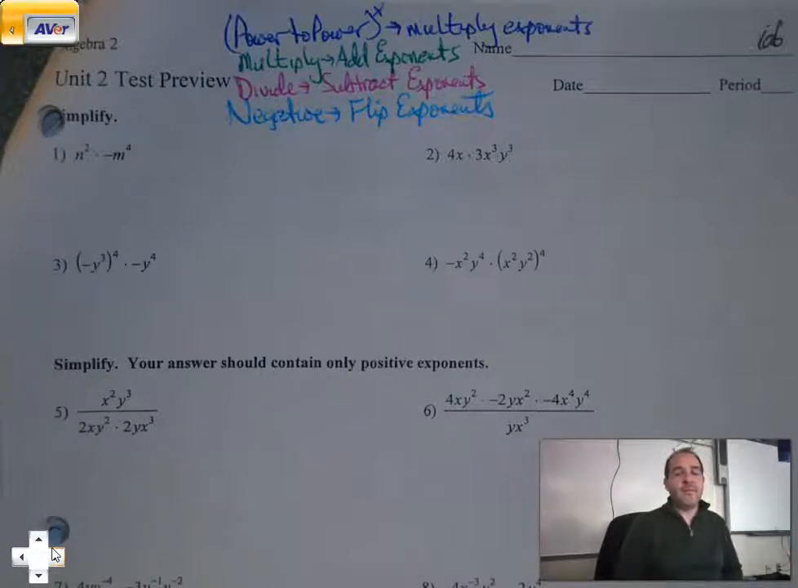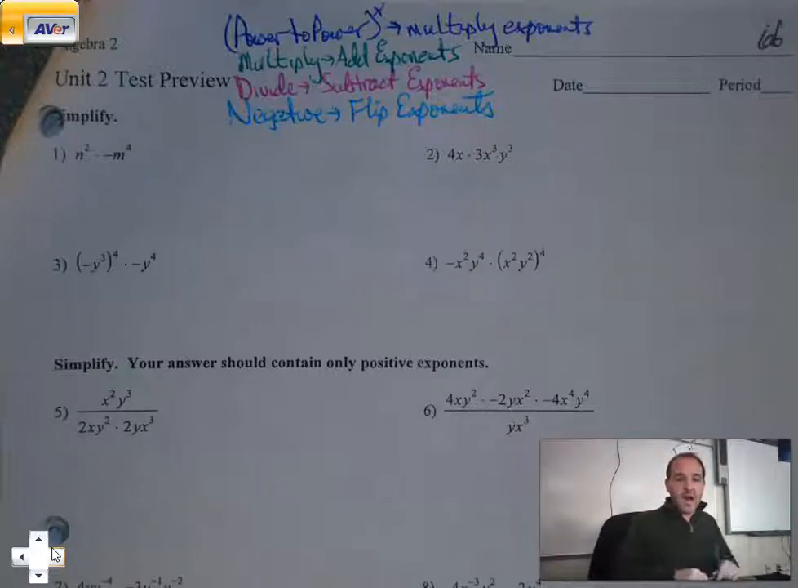But what I'm going to do here is I'm going to do the odds on this preview. There are answers to the evens available online or in class. And then as we're working through some of this together, I don't mind doing some with you either, but I just didn't want to give you every single problem done. So without further ado, let's rock and roll.